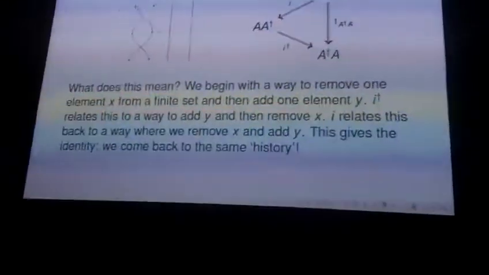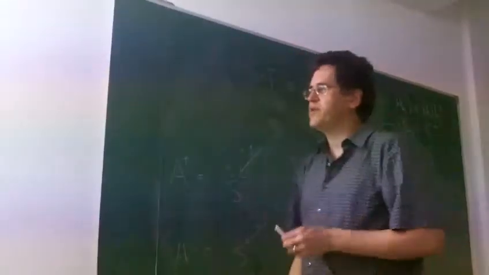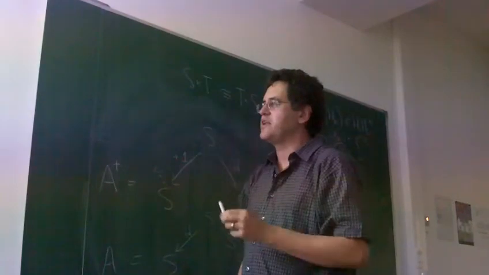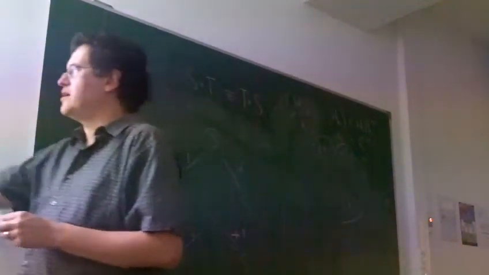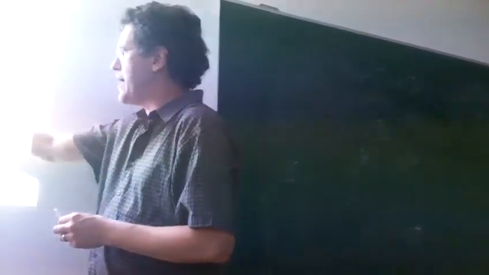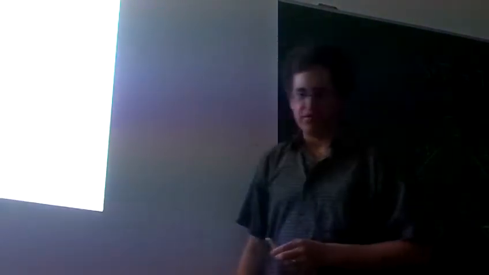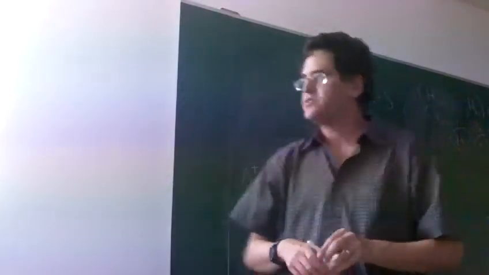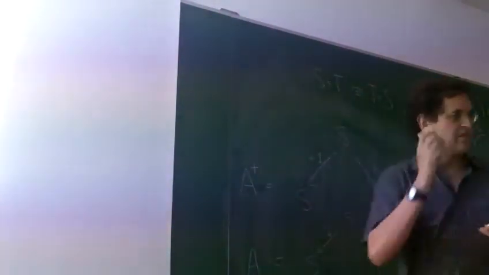So if you start with a way to take one thing out of a finite set and then put one in, I relates this to a way to do it in the other order, and then I dagger gets you back, and you get back to where you started. The point is there are other relations that are much more interesting than that. So basically that's where I'll stop.